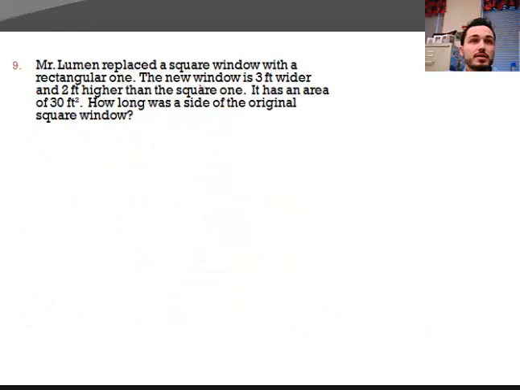Mr. Lumen replaced a square window with a rectangular one. The new window is 3 feet wider and 2 feet higher than the square one. It has an area of 30 square feet. How long was a side of the original square window?